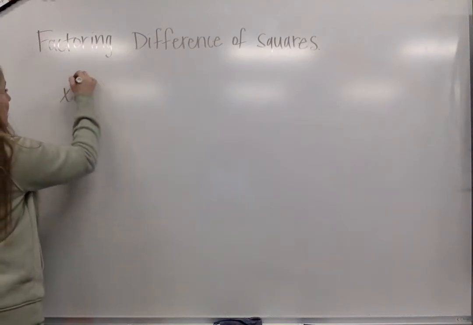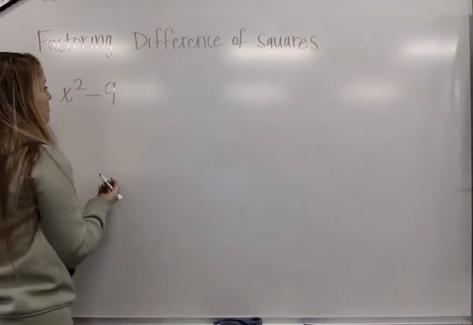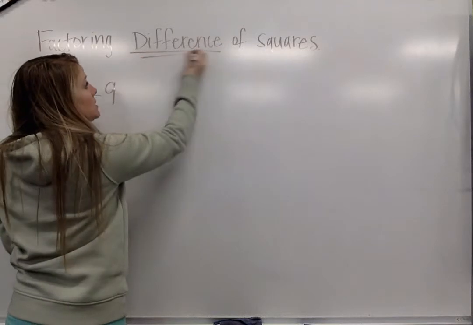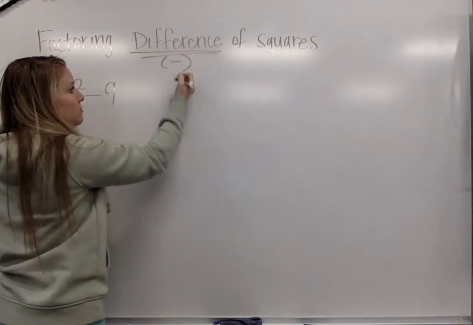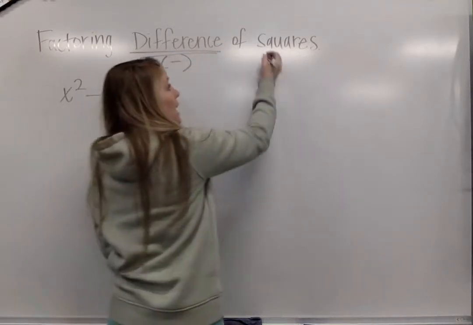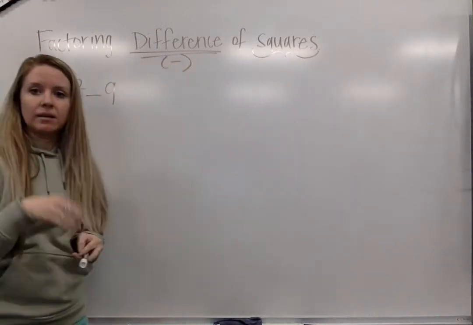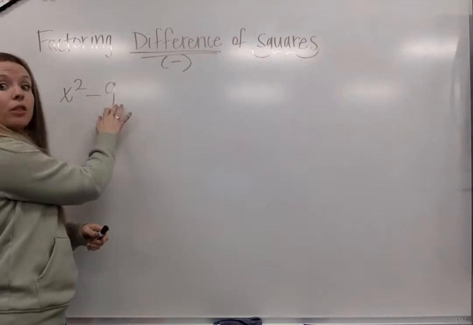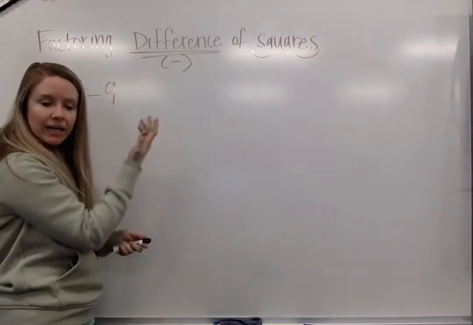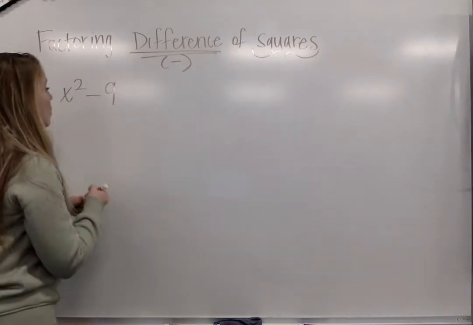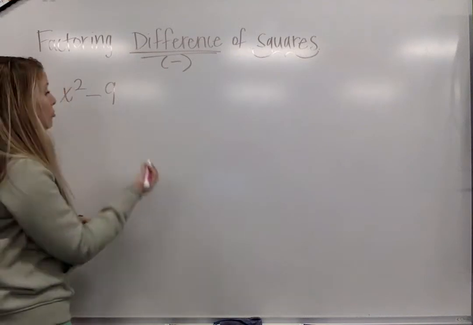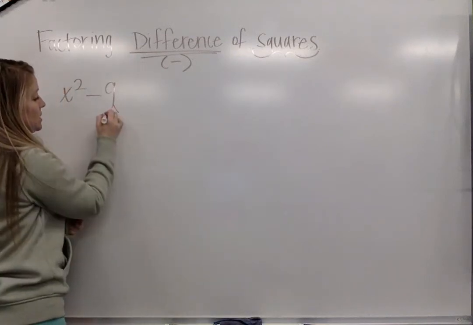So if we had x squared minus 9, okay? The difference, that's meaning the subtraction part, all right? And squares is meaning squared, like x squared or 3 squared. That's what 9 is, right? So if we were to do this with our factoring by grouping, we could split this.